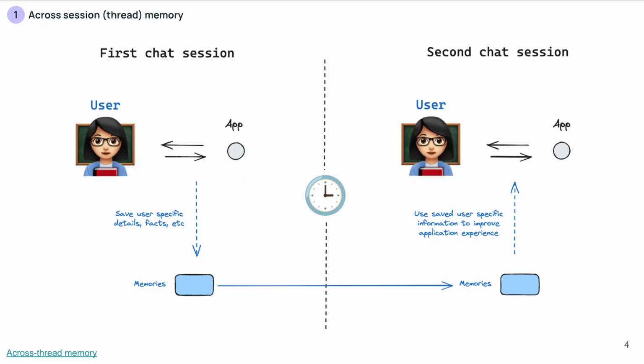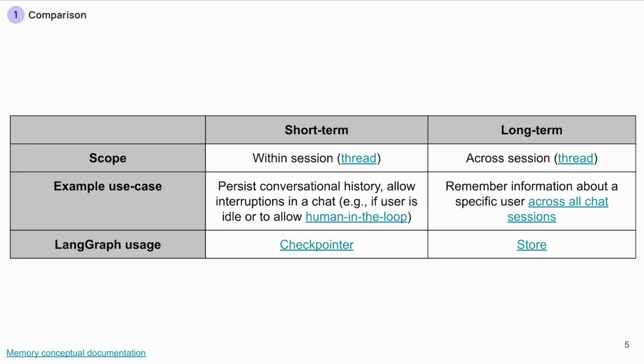In the case we saw previously, these would be, for example, to-dos. It could be a user profile, user preferences, or other things. But the point is that this is information we want to be present across every session with the user. So when you think about short-term versus long-term memory, the scope is within session or within thread, or cross-session, across thread. Example use cases: for short-term, persist conversational history, for example, throughout a chat. Alternatively, for long-term memory, remember information about a specific user across all sessions with that user.